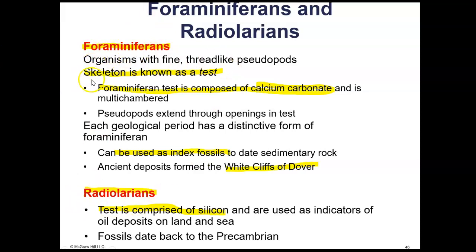The foraminiferans have a skeleton or a shell known as a test, and their test is composed of calcium carbonate, which deposits of these foraminiferans formed the White Cliffs of Dover in England, I believe. But anyway, the pseudopods extend through openings in the test. Then radiolarians' test is also silicon or glass like the diatoms.